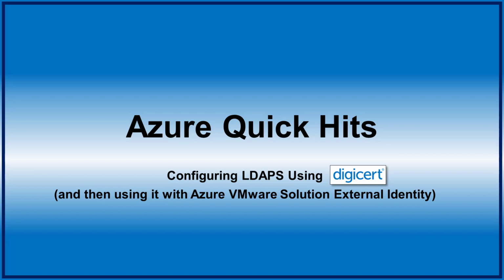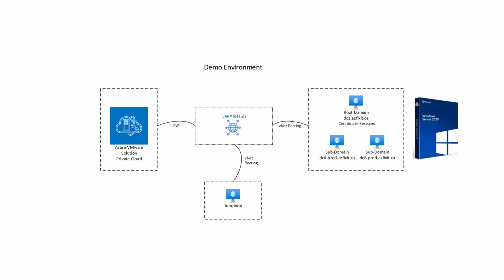Hello, in this video we're going to set up LDAPS using a third-party certificate provider, in this case DigiCert. It's a pretty simple lab environment. We have a root domain, 2 subdomains, a jump box, and the AVS solution private cloud. At the end of the video we're going to set up the identity provider to use that LDAP cert from AVS.